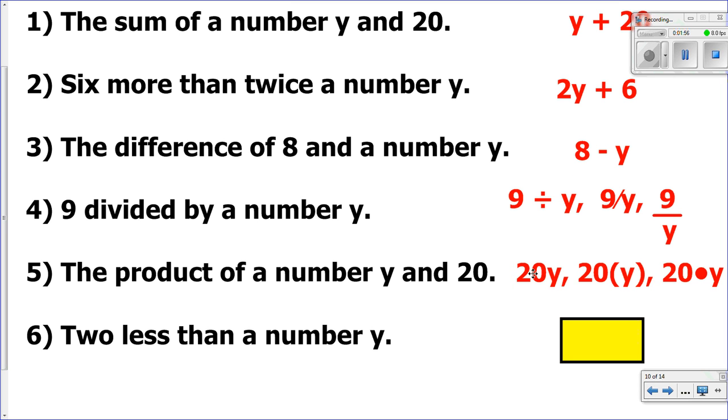The product of a number y and 20. Different ways to write multiplication. Here you notice there is no multiplication sign between them. Here we have 20 parentheses y and 20 times y. And then 2 less than number y. Remember, less than means you flip the order, and it'll be y minus 2.